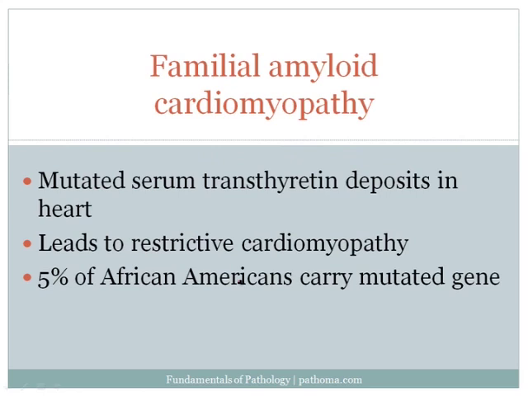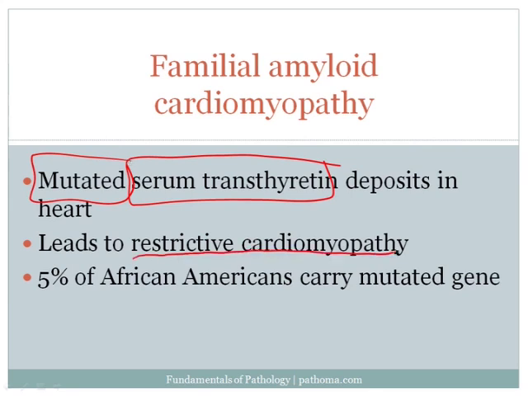Another localized amyloidosis, which is sort of in contrast to senile cardiac amyloidosis, is familial amyloid cardiomyopathy. Now, in this particular case, it's serum transthyretin that deposits. However, it is a mutated, not a normal, serum transthyretin that deposits in the heart. This also results in disease. Remember that in senile cardiac amyloidosis it was asymptomatic, but here this leads to a restrictive cardiomyopathy.